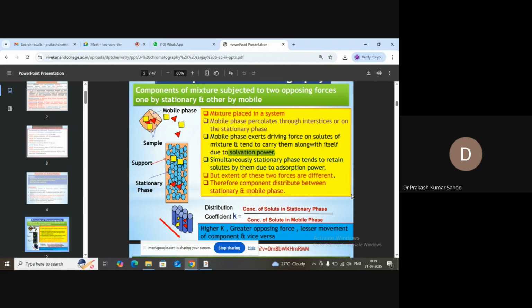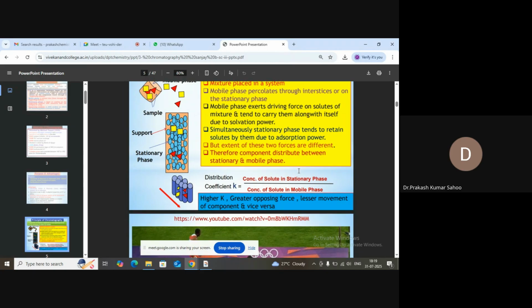Simultaneously, the stationary phase has that adsorption power, but the extent of these two forces is different. Therefore, components distribute between the stationary and mobile phase. This is very well explained. Due to the difference in their solvation and adsorption power, the different components get adhered or adsorbed on the surface of the adsorbent, that is the stationary phase, to different extents. By this we can calculate the distribution coefficient as well as the retention factor.